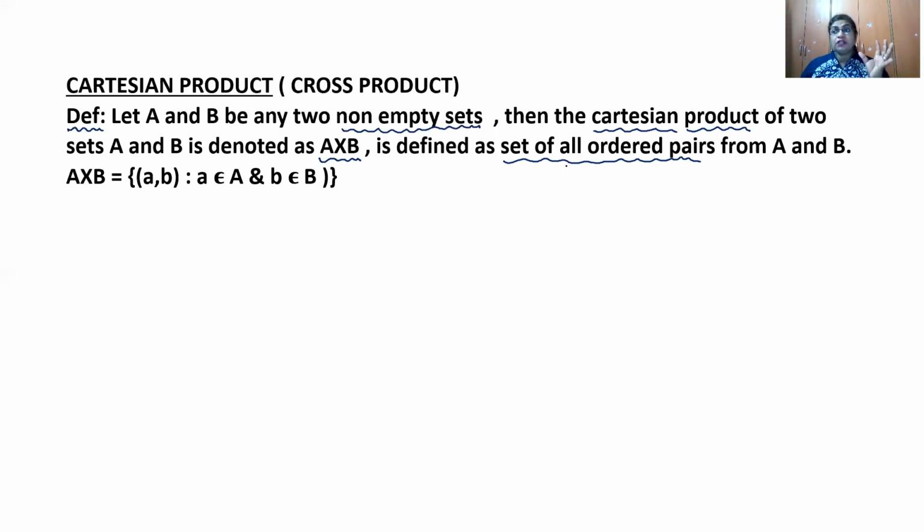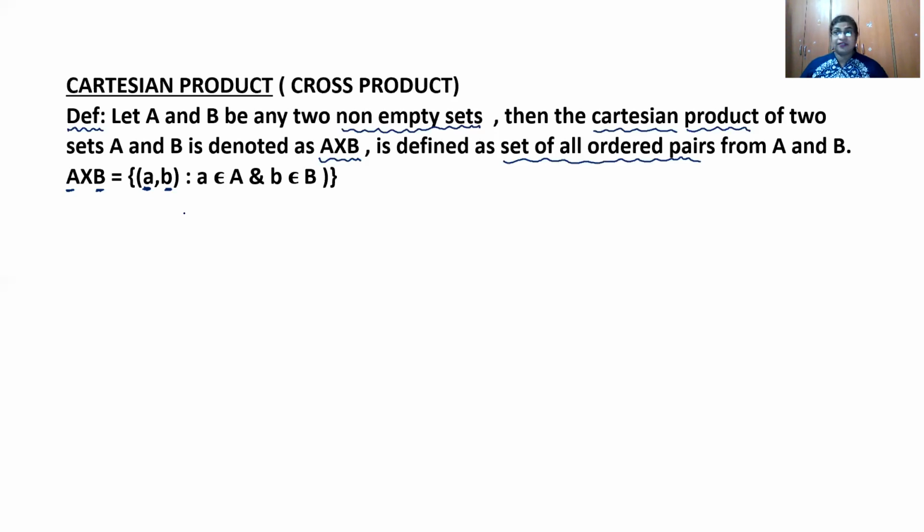So what is the meaning of the set of all ordered pairs? In other words, A cross B is equal to the set of all ordered pairs (a, b) such that the first element a belongs to the first set only, and the second element b of the ordered pair belongs to the second set B. I hope the idea is clear.